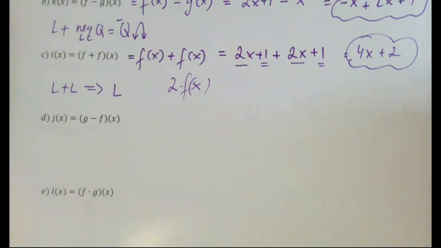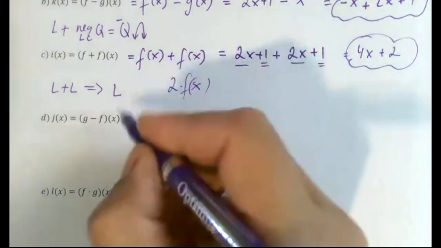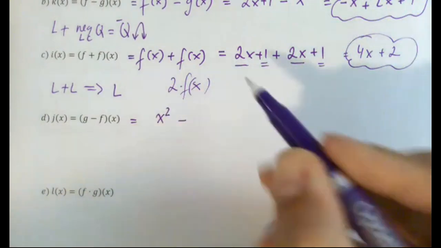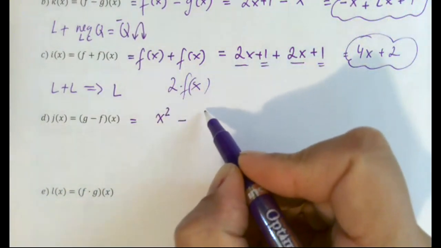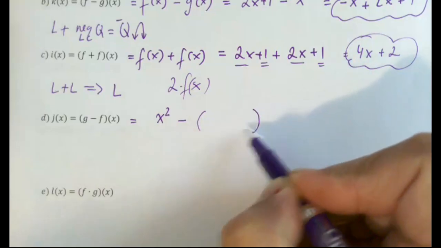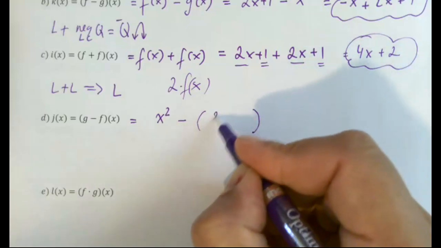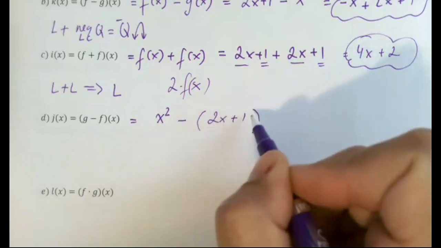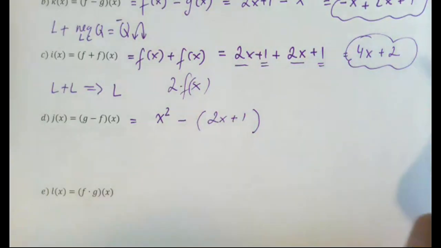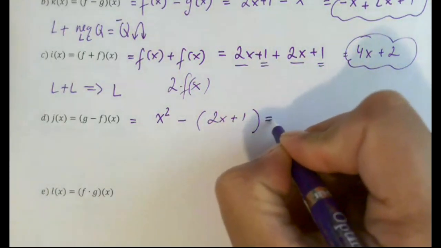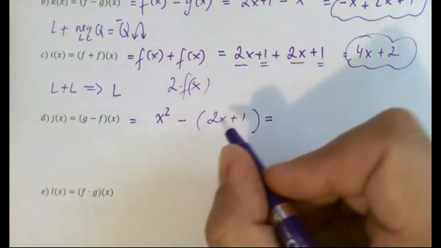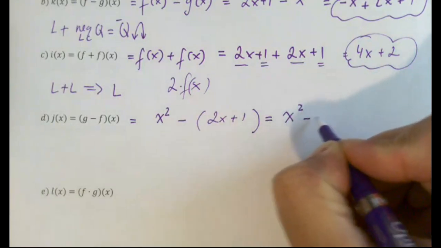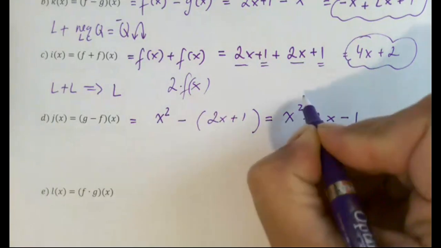J of x. We have g minus f of x, so g is x squared minus, now you're going to have to be careful because f of x is a binomial. So you have to open the bracket here because you're going to have 2x plus 1. Both of those terms have to be subtracted because both of them are part of f of x. That one has to be always known. When you're putting a negative in front of a binomial, you have to apply the negative to both. So we have x squared minus 2x minus 1.